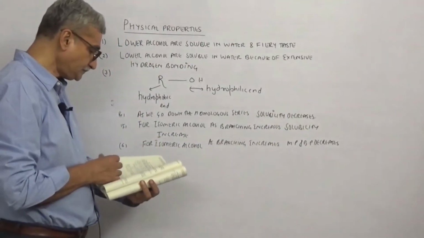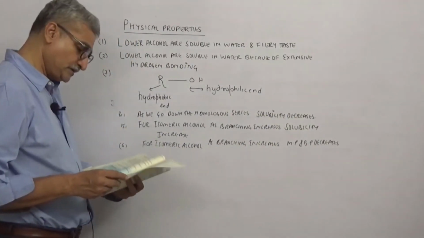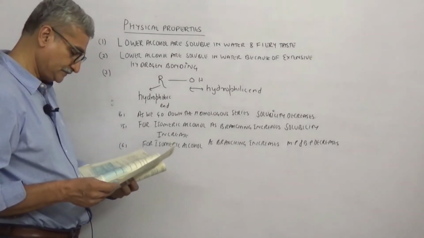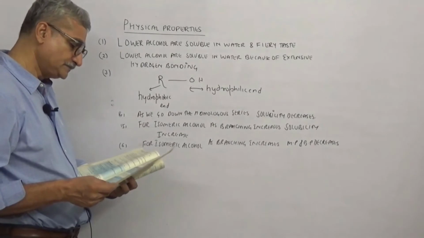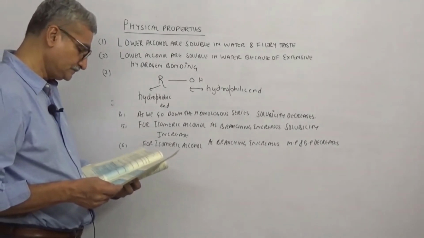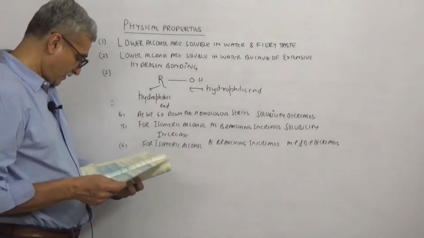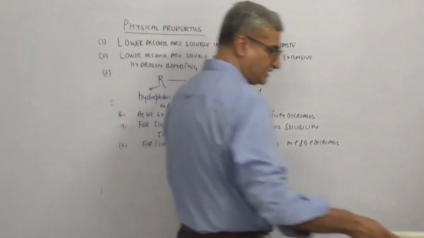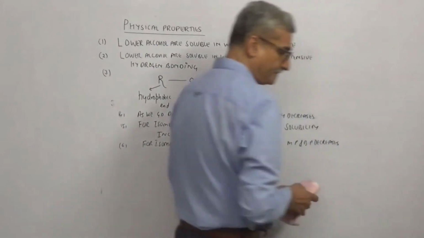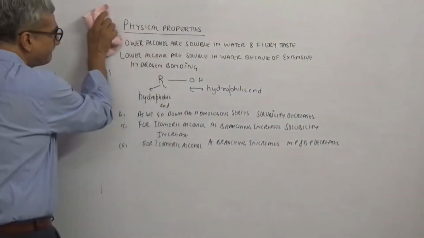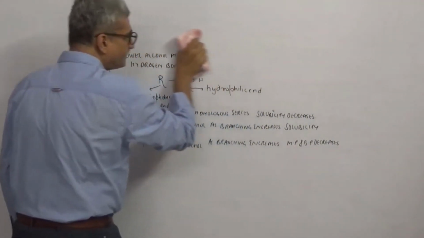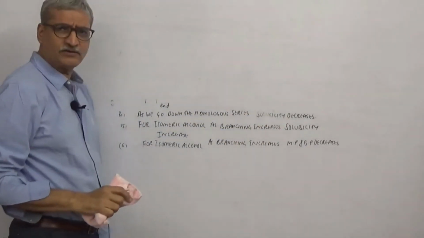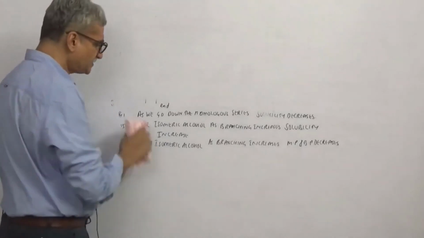Let me see if there is something else we have to talk about. Boiling point, say, methyl alcohol. Okay, this is all. Now we come to chemical properties. First I'll rub this off. I think today, by Tuesday, I'll finish alcohol, and then we'll start with phenols.